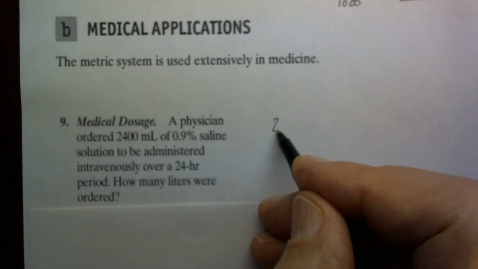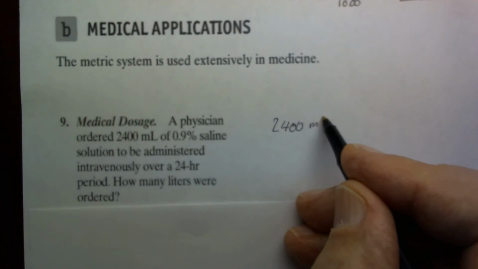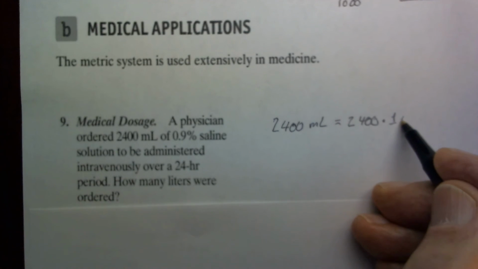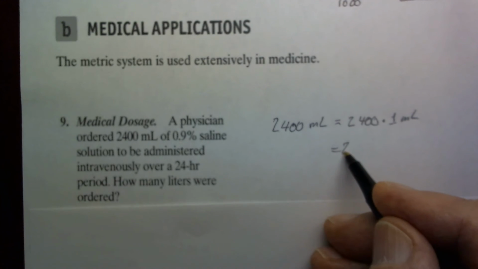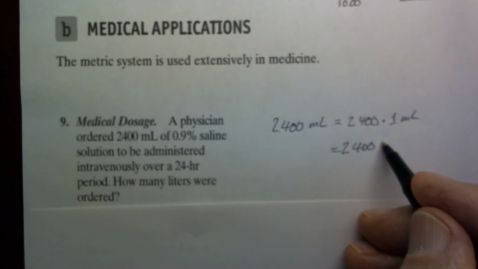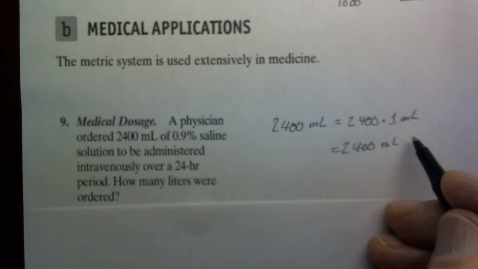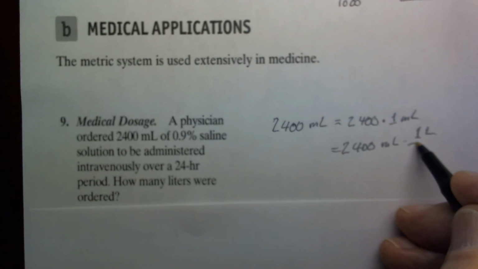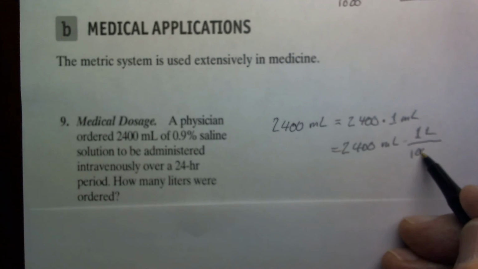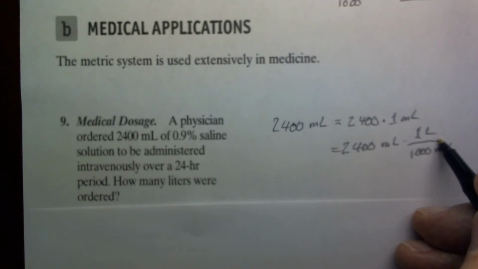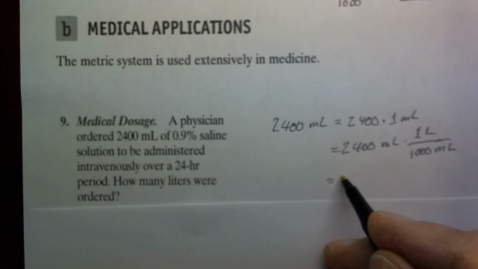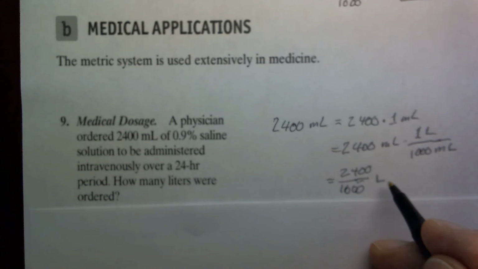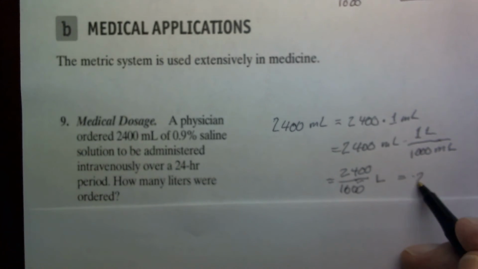So 2,400 milliliters equals 2,400 times 1 milliliter, which is equal to 2,400 milliliters times 1 liter per 1,000 milliliters. So the milliliters cancel out, and we have 2,400 divided by 1,000, and this is all in liters now. So it's equal to 2.4 liters.